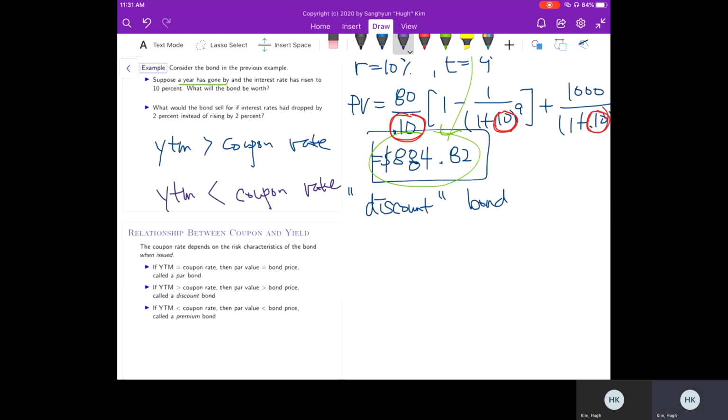So this is an important relationship between coupon rate and yield to maturity. The coupon rate is determined when the bond was issued. So investment banks like Goldman Sachs try to set the coupon rate equal to yield to maturity at the time. So it depends on the risk characteristics of the bond when the bond was issued. But market interest rate change over time, but the coupon rate and the face value stay the same. So as interest rates change, bond prices change as well.